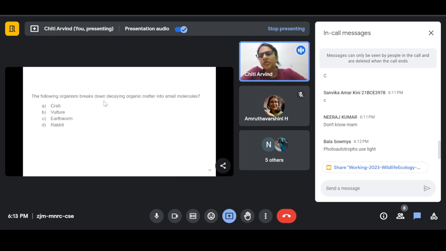Okay, so the following organism breaks down dead, decaying organic matter into small molecules. What is it called? Which of the following organisms can do that? Is it a crab? Is it a vulture? Is it an earthworm? Or is it a rabbit? Okay, a lot of people for C.